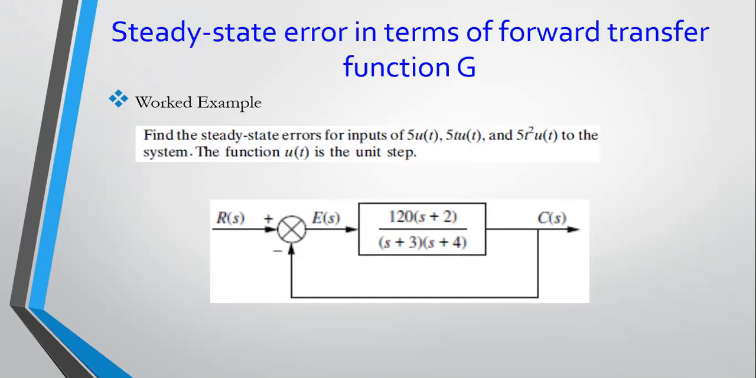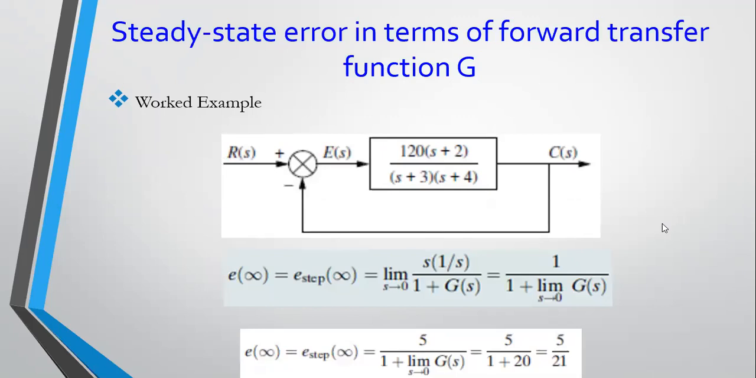Okay, so let's look at a worked example now of how to apply this. Let's take a control system as shown here. So we have to find the steady state error for inputs of 5 step, 5t u(t). This one will be ramp, and 5t squared u(t) is going to be parabola. And of course, u(t) is a unit step function. So if you want to solve that based on the equations we've seen earlier.